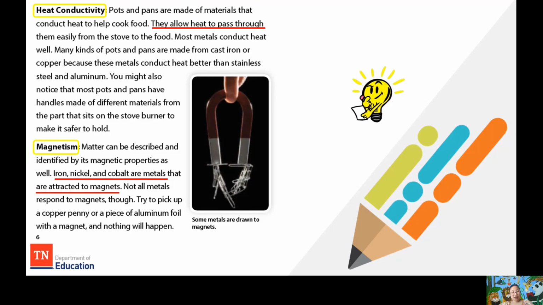Now what you're going to do after this video is there's an activity sheet 2.1. You're going to go around the house or your home or outside if your parents are with you, and explore some physical properties of different types of matter that are around you.